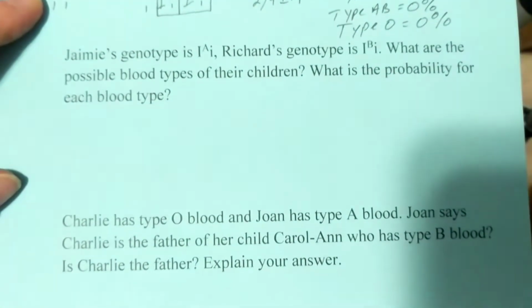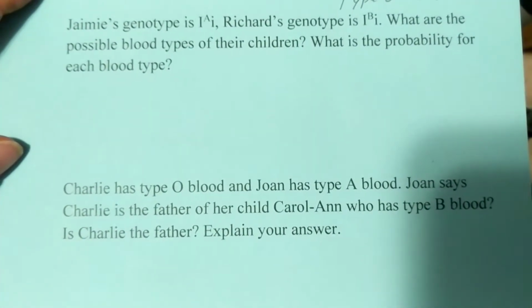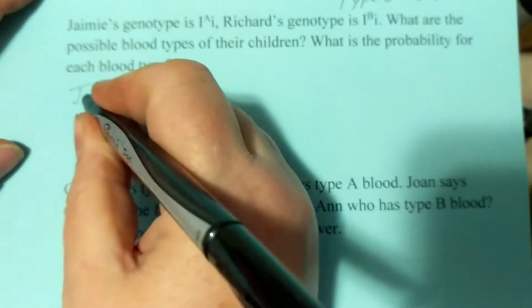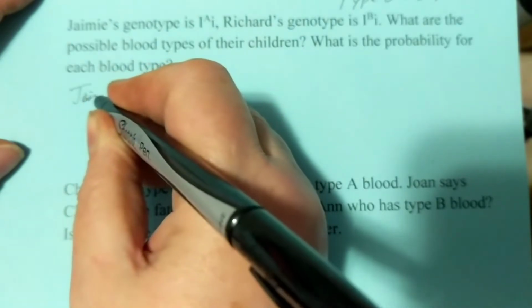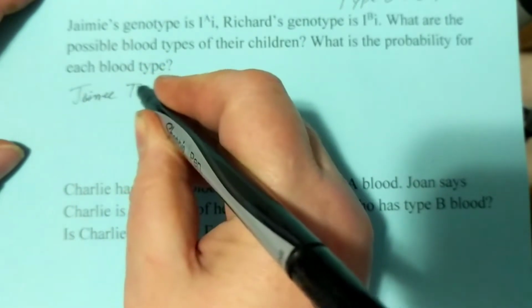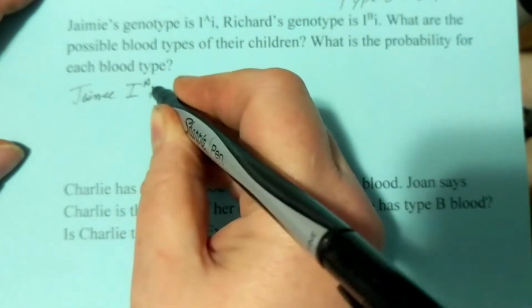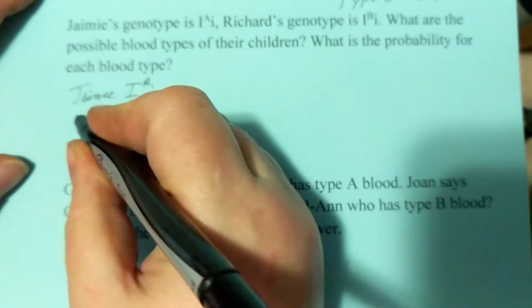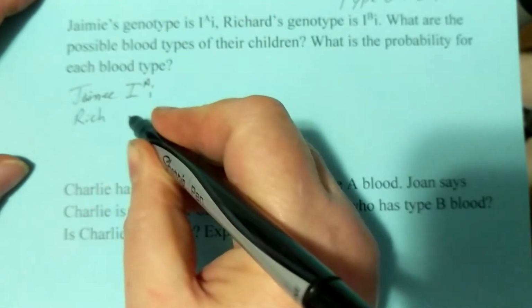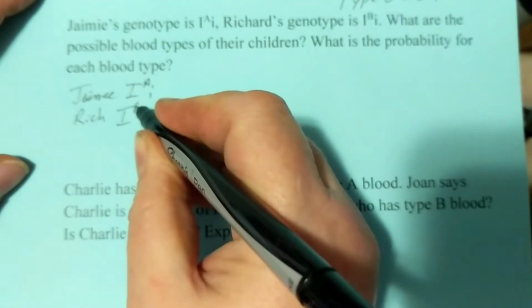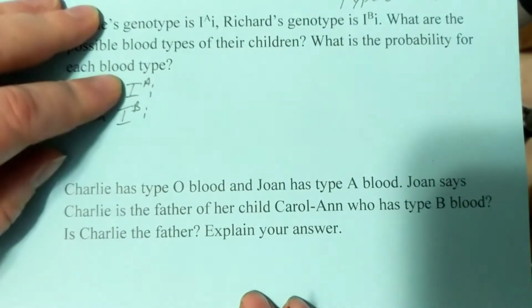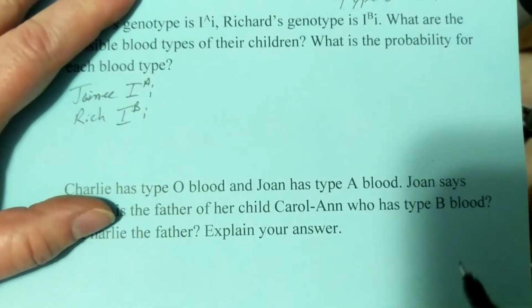Now, we're going on to Jamie and Richard. Jamie's genotype is IAi. She has type A blood, but she's a heterozygote. Richard is IBi, also a heterozygote, just having a different dominant allele.